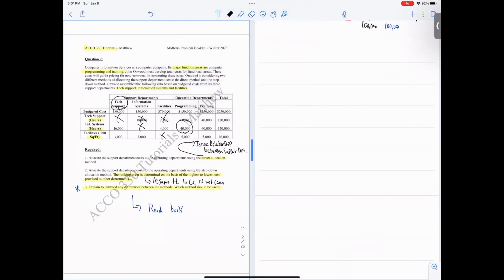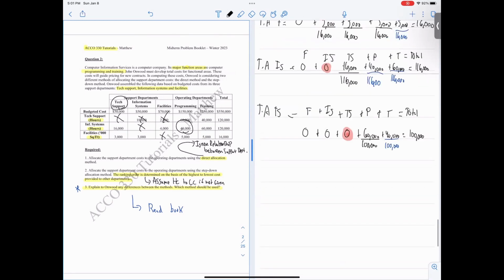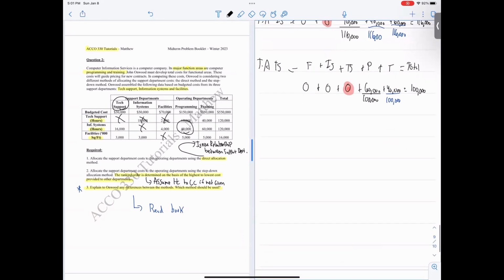Okay. So they want to know the differences between the methods. So let's talk about the differences between the methods. First off, what's the difference between the direct method and all the other methods? Well, guys, it's just straight up in your textbook. Actually, let me just show them to you. So first off, what's the difference between the direct method and the other methods?